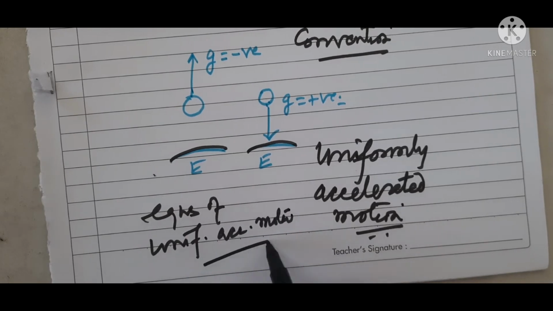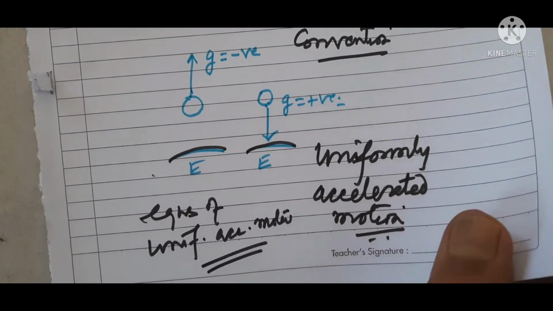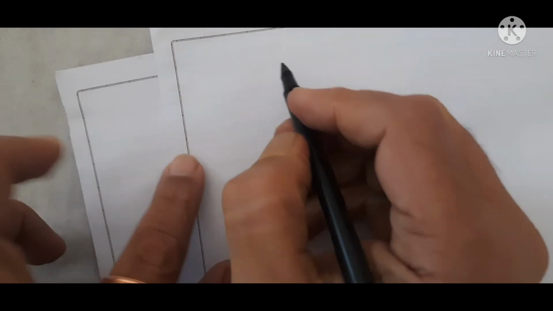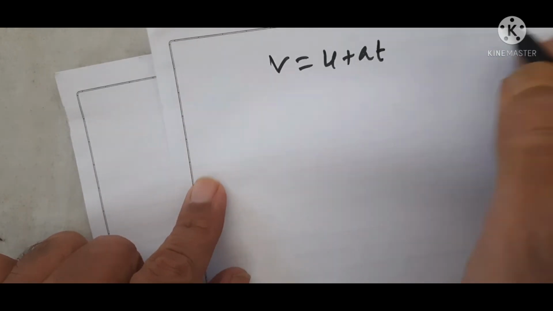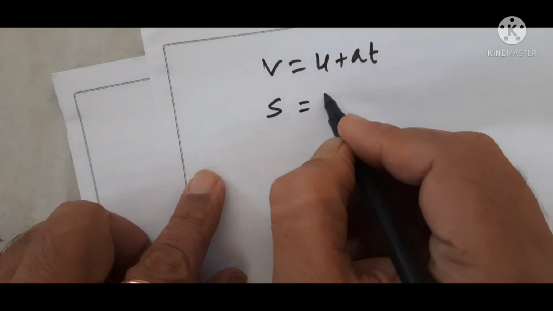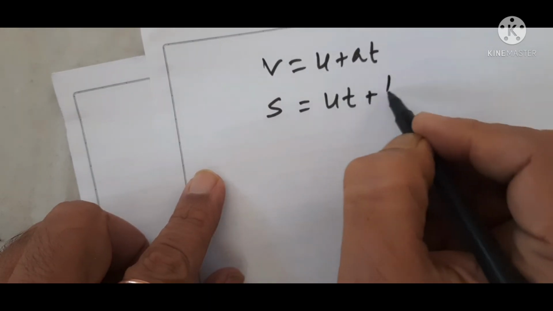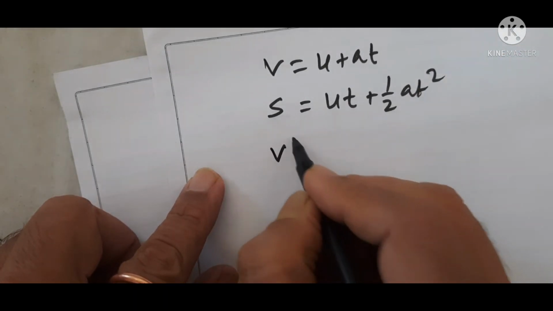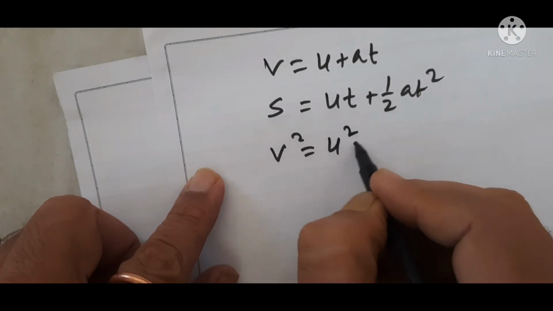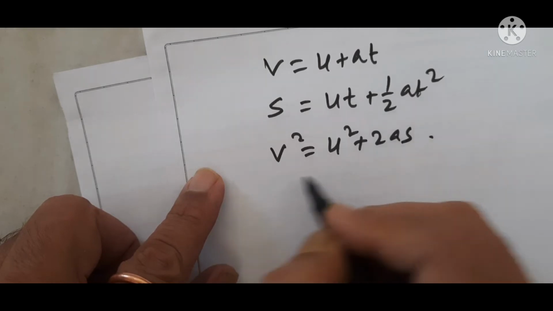You must remember the three equations. Which three equations are we talking about? V is equal to U plus AT, S is equal to UT plus half AT square, and V square is equal to U square plus 2AS.